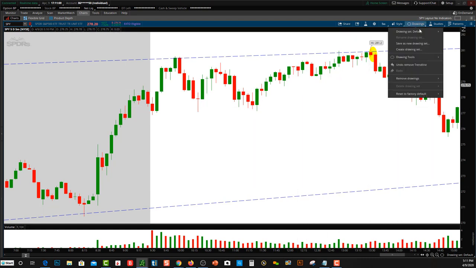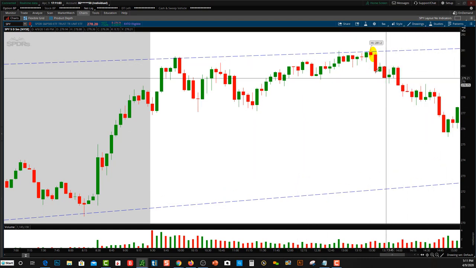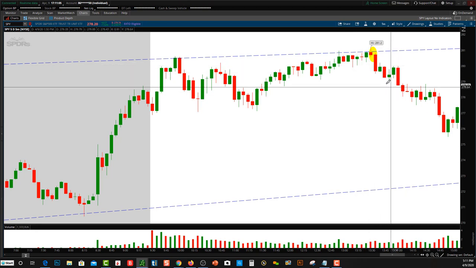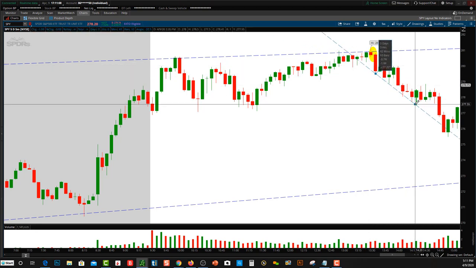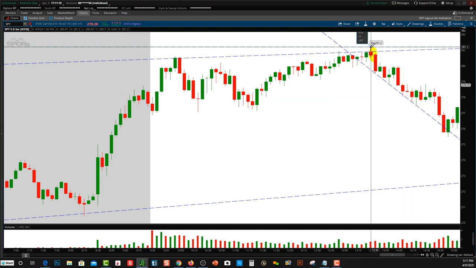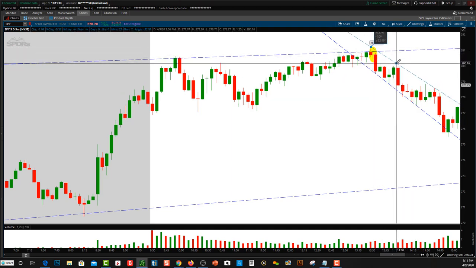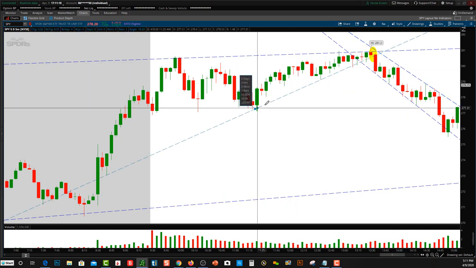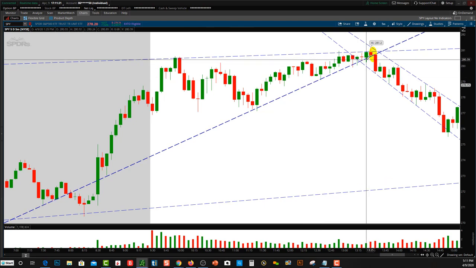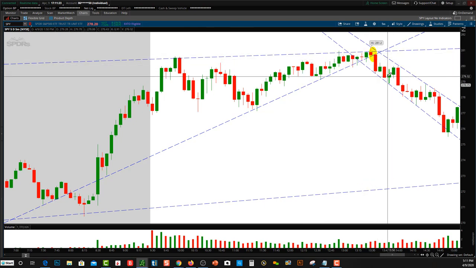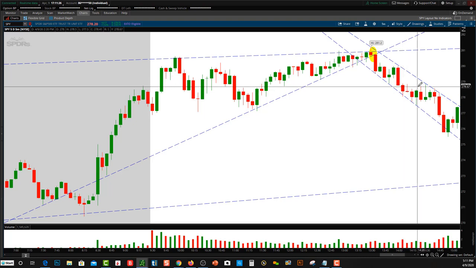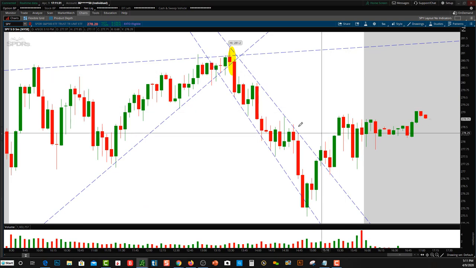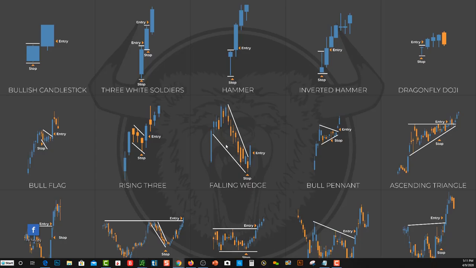Now you can just reset, take your lines. And as it's starting to fall, you have a down channel, right? The up channel was broken. Now you have a down channel. It goes up and down and up and down. And then what happens over here? What did price do? It's kind of a falling wedge-ish pattern.